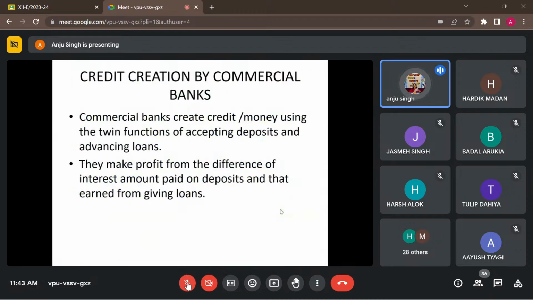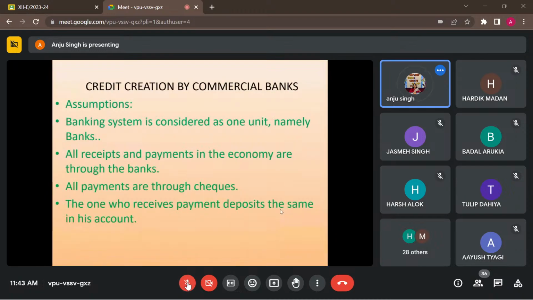Now, credit creation by commercial banks. Let's see what are the assumptions of credit creation. And Badal, read the assumptions which are there on your screen.